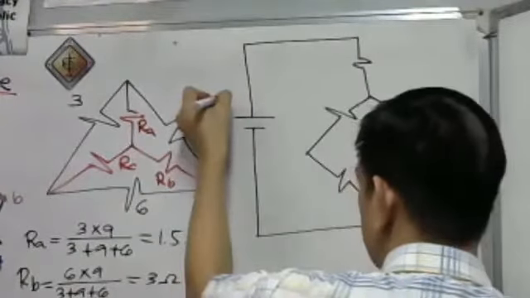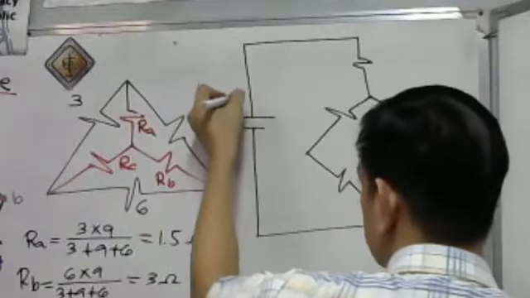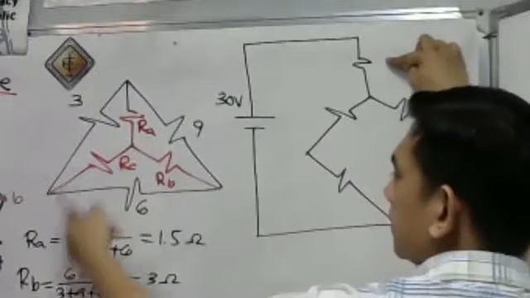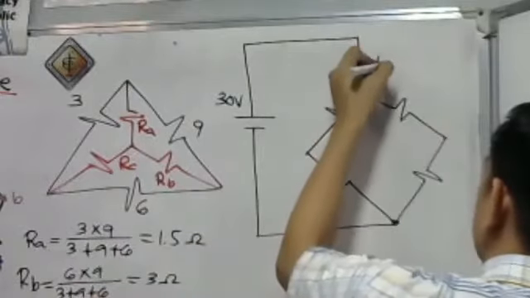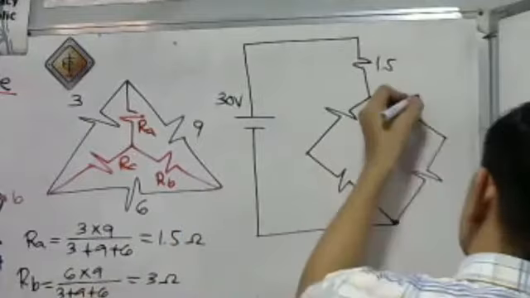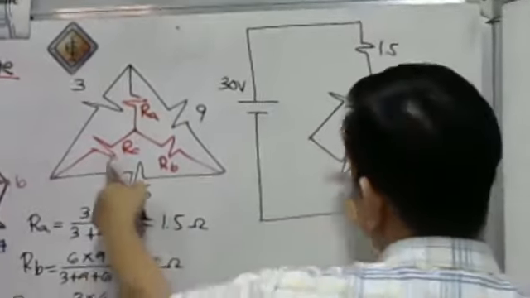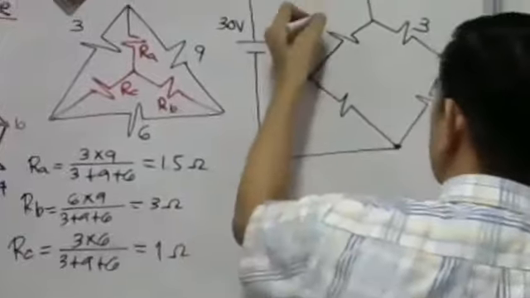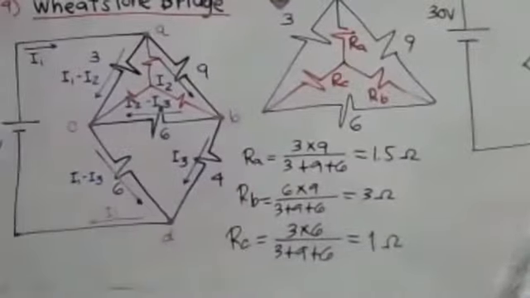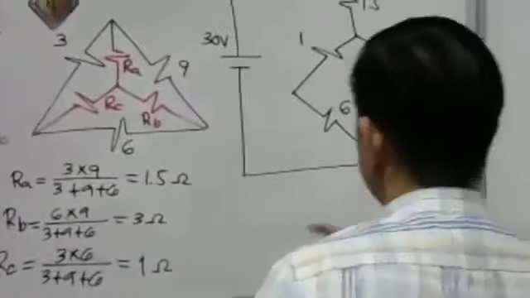So this is our 30 volts. What is this resistor? This is our RA, that is 1.5. What is this resistor? RB, which is 3. What is this resistor? RC, which is 1. And then, of course, we have the 4 and 6 ohm resistors here.